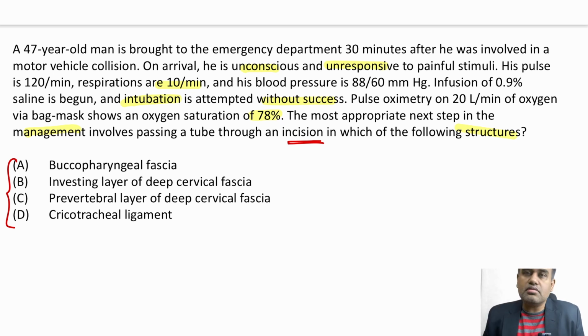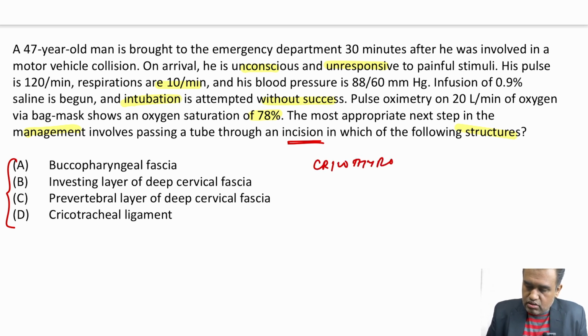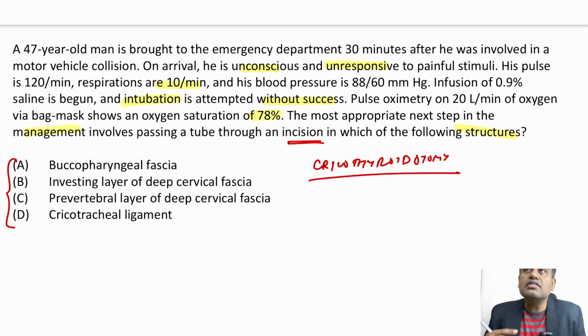So you have to do an incision over here. What you can do is a needle cricothyrotomy or a surgical cricothyrotomy. So basically, to start with, you have to do a cricothyrotomy. What is cricothyrotomy? You have the laryngeal cartilages, the thyroid and the cricoid. The vocal cords are basically behind the thyroid. So you have to enter below the thyroid cartilage. That is known as cricothyrotomy.